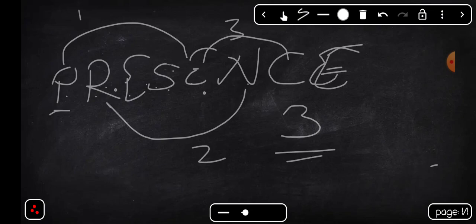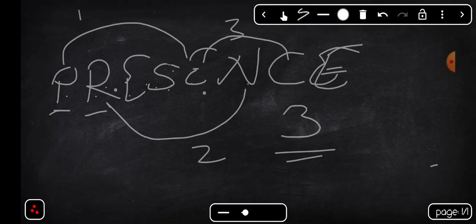The next letter is R. After R, what is there? R S T U V W X, no letters. For R we have to count backward also. Next letter is E. After E: E F G H I J, no letters, no pairs are there. Then E on the left side in reverse order: E F G, no. Then S: S T U V W, no letters. S T U V, no letters.